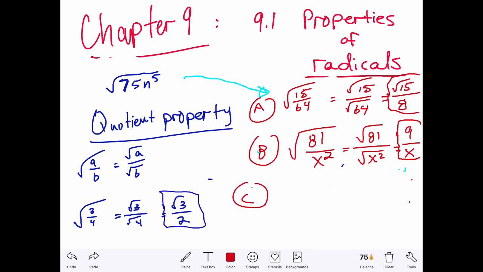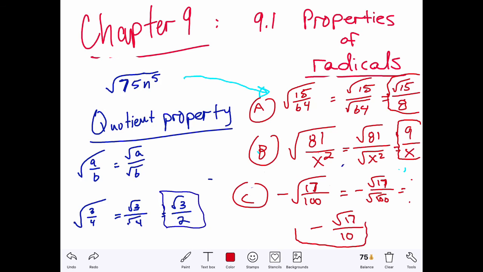Or say C, negative 17 over 100. Well, that's the same as negative square root of 17 over the square root of 100. So that would be negative the square root of 17, and then the square root of 100 is 10. So that would be negative square root of 17 over 10. And notice that negative just stays out front, and then whatever our answer is then multiplied by that negative out front.